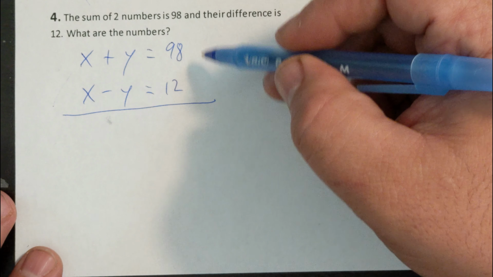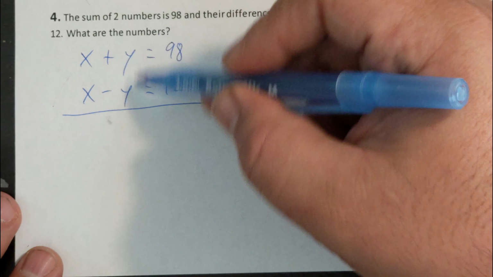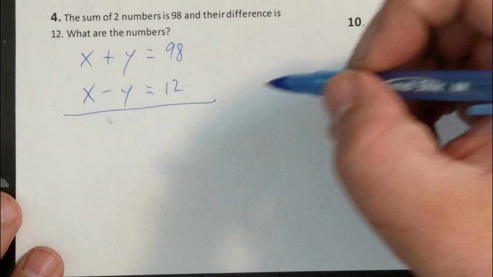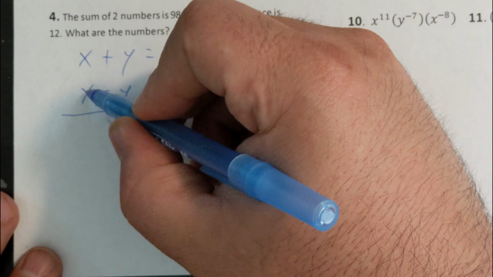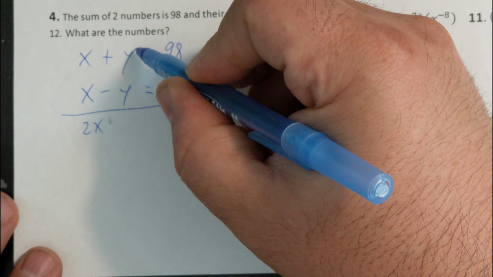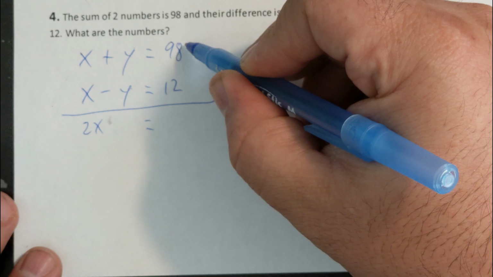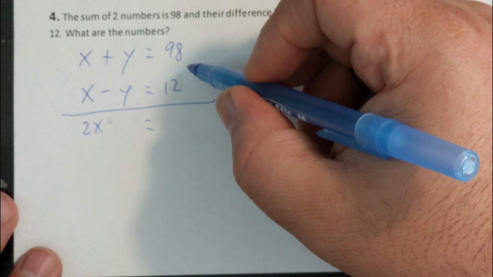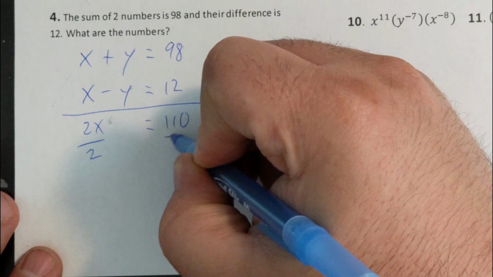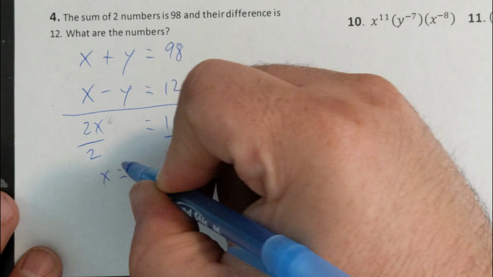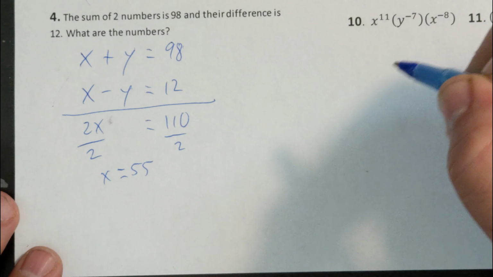This is set up for elimination because you already have opposites. They're already in columns. You could do it by substitution if you prefer, but to me it's easier this way. X and x, that's 2x when I combine it. Y and negative y cancel each other out. 98 and 12 would be 110. After that, divide both sides by 2. You find your x is 55.